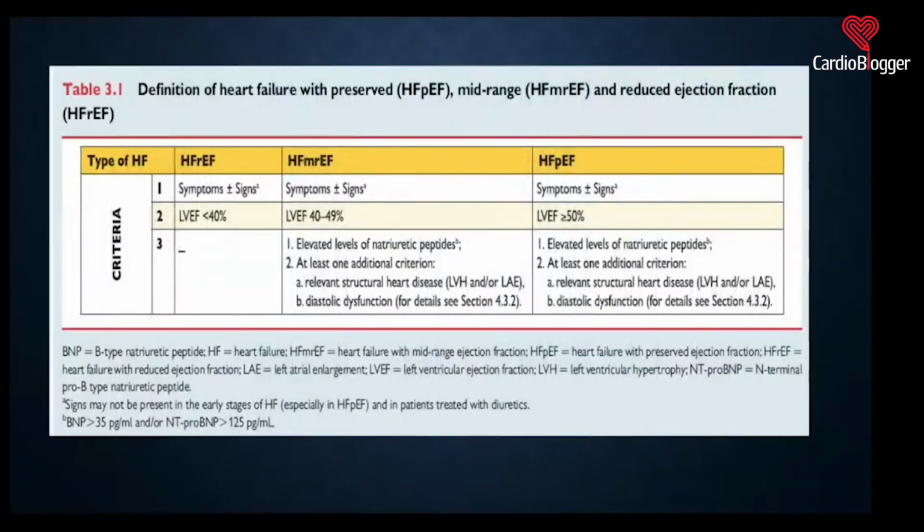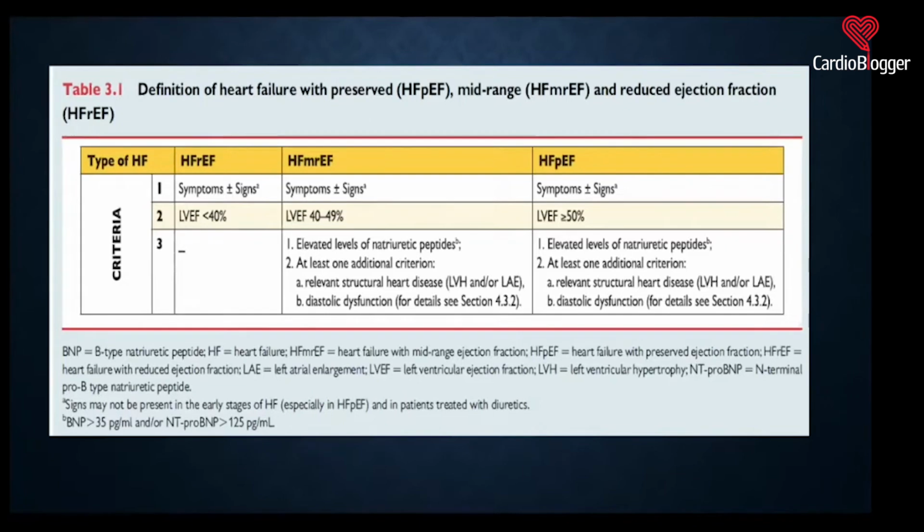A few years ago, we had only two forms of heart failure, that is heart failure with reduced ejection fraction and heart failure with preserved ejection fraction. We used to call them systolic heart failure and diastolic heart failure. Now we have two more terms. One is heart failure with mid-range ejection fraction, which is currently also known as heart failure with mildly reduced ejection fraction. Where the ejection fraction is less than 40%, it is heart failure with reduced ejection fraction. 40 to 49% is known as heart failure with mildly reduced ejection fraction or mid-range ejection fraction. And anything more than or equal to 50 is heart failure with preserved ejection fraction, also known as diastolic heart failure.